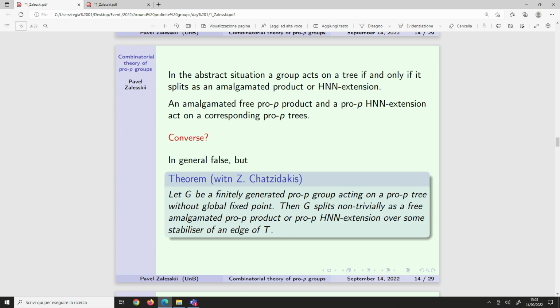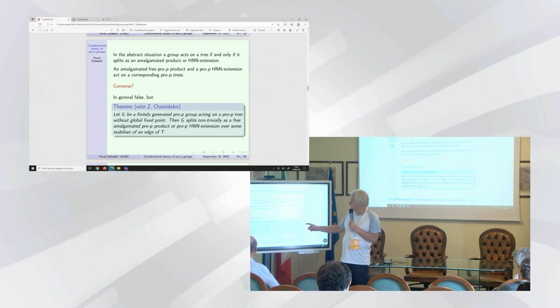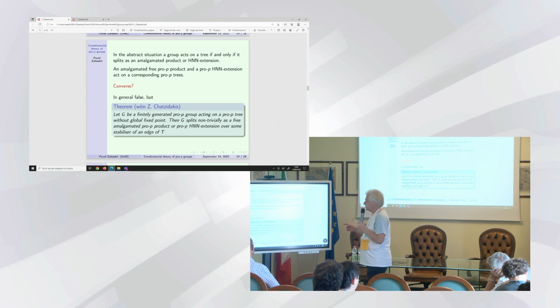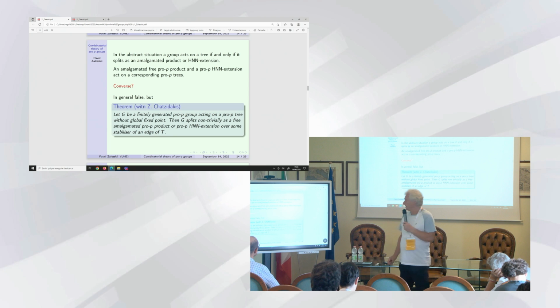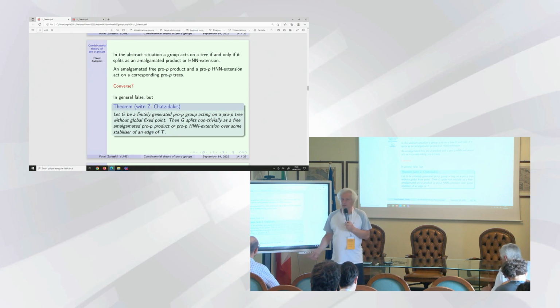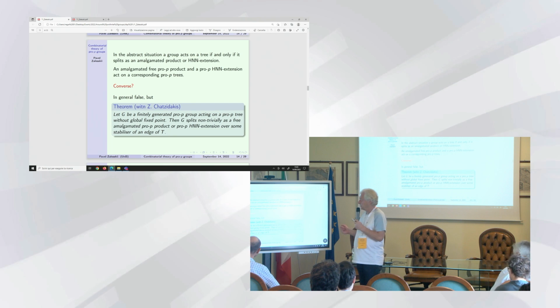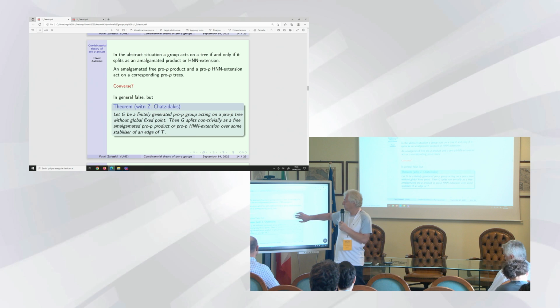All right. So this is a problem, right? And I want to present a theorem that for the pro-p case, if we assume that G is finitely generated, then the converse is true. If a group acts on a pro-p tree, then it splits really as a free amalgamated product or an HNN extension over some stabilizer of an edge of T. All right, so we have this for the finitely generated case. And this is good because then we can proceed with further development.